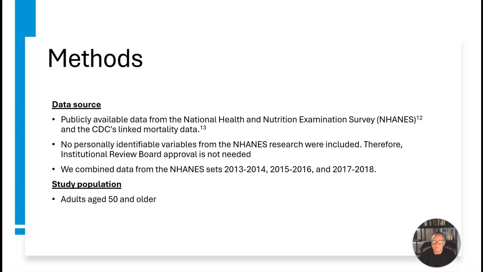We use the NHANES data, which has diet data, data on cardiovascular disease, descriptive data, and that's what we used. But then to get the mortality data, we had to go to CDC's linked mortality data sets. The CDC has all the mortality data linked up to the NHANES data sets. Since there were no personally identified variables, we didn't need the institutional board review approval.